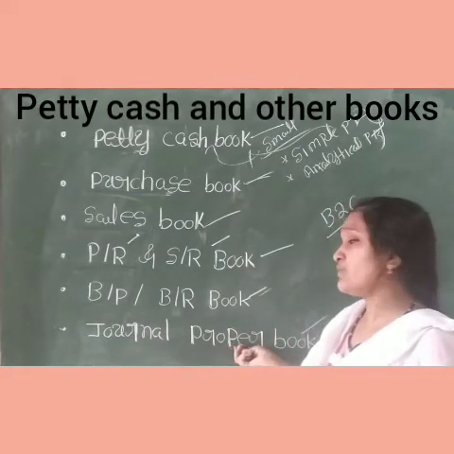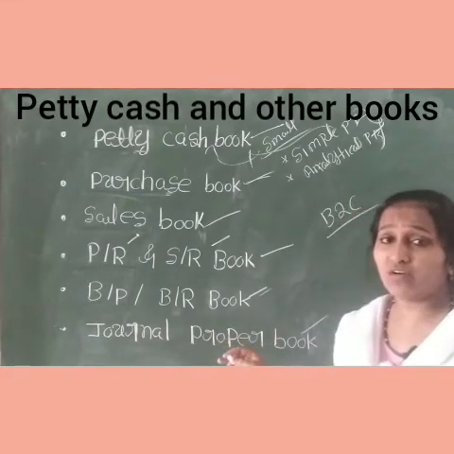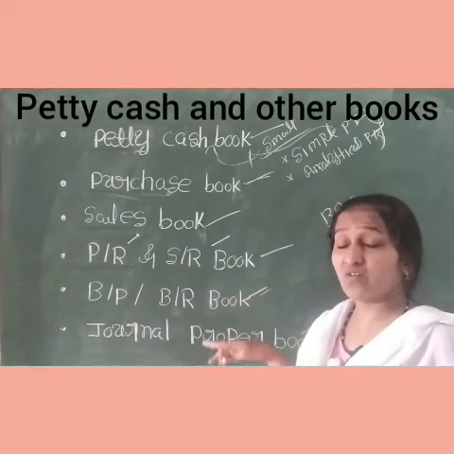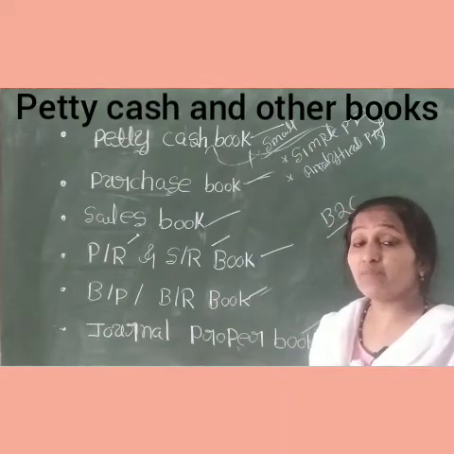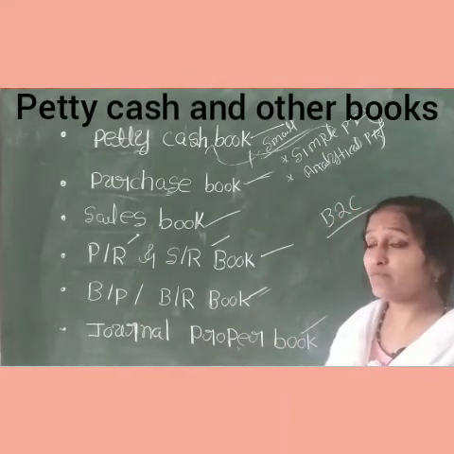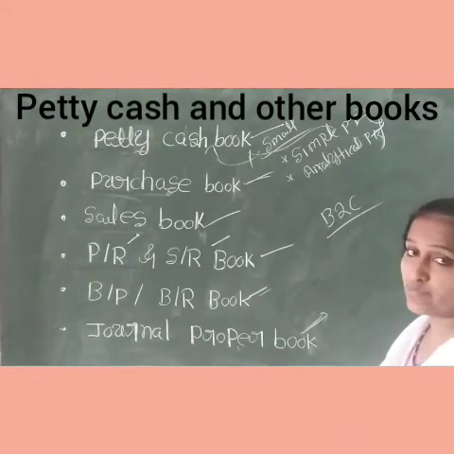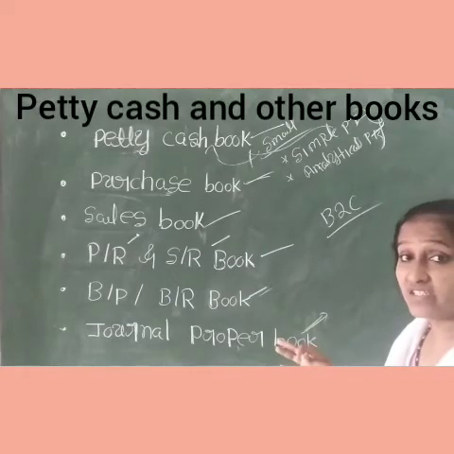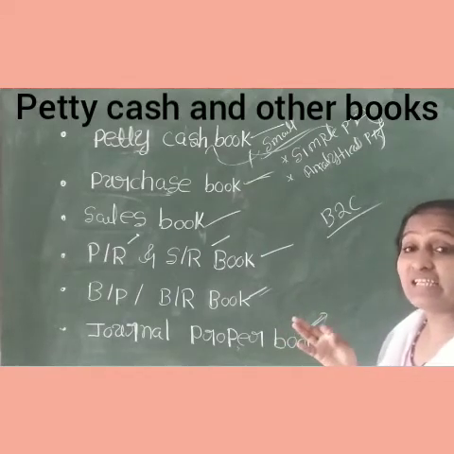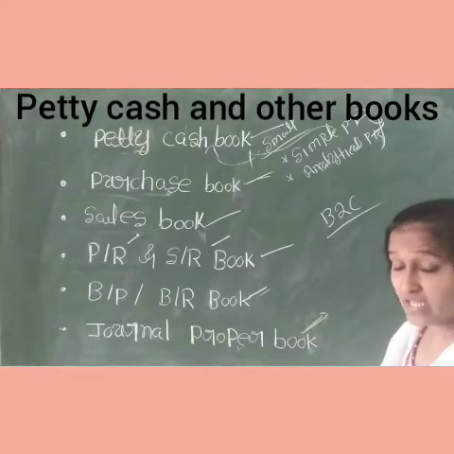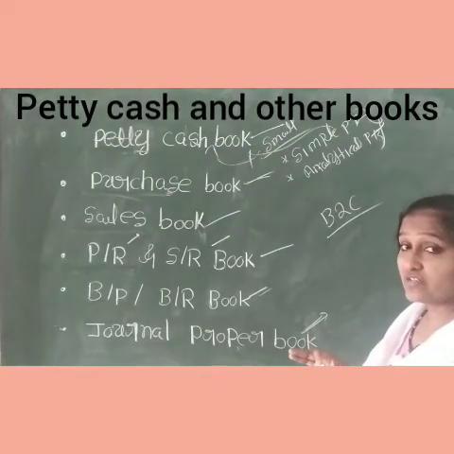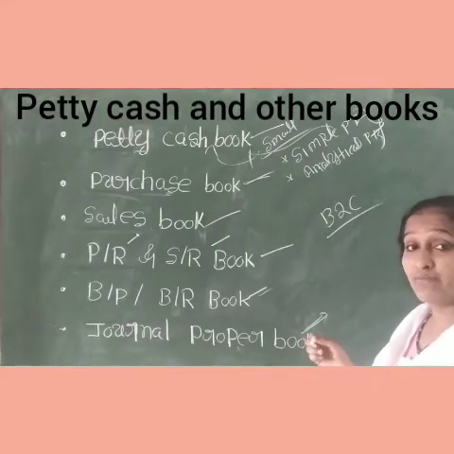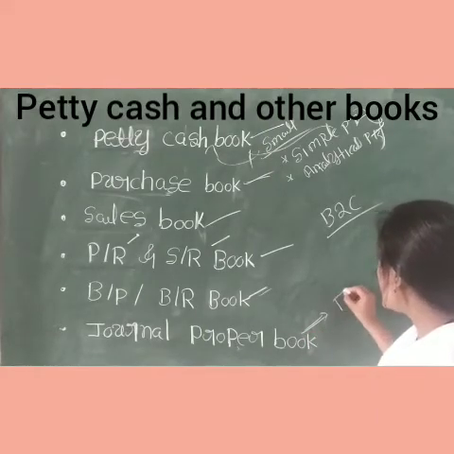The journal proper book is also one important book compared to all the other books. Now you may say already here the purchase book is there, the sales book is there, return books are there, so why again a separate journal proper book? Remember one thing which differentiates the journal proper book from all other books: in the journal proper book we enter transactions where the company is purchasing furniture, building, land and all those things, which come under which asset? Fixed asset.